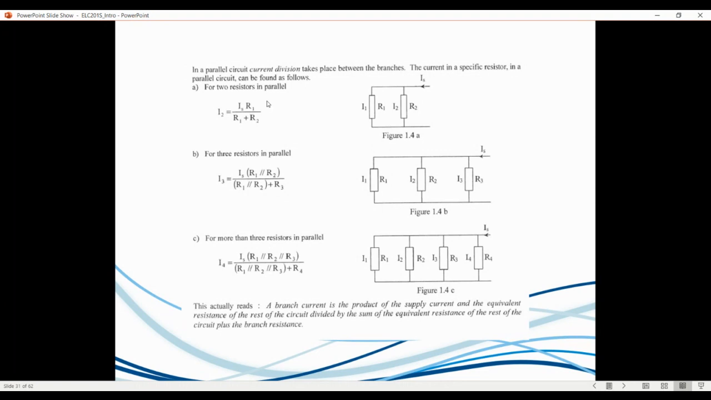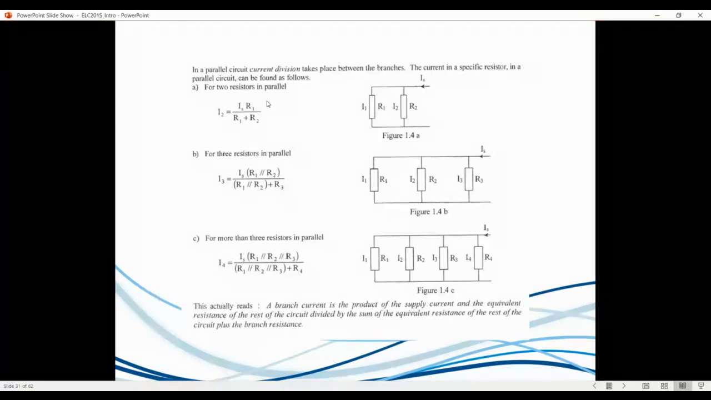And of course, you can do the same thing for three resistors in parallel. If you're looking for I3, for instance, you first find the equivalent resistance of R1 and R2. That will form one resistor, basically making it a two-branch circuit. Then you multiply by the equivalent and divide by the addition of the two. I hope that everyone understands that.